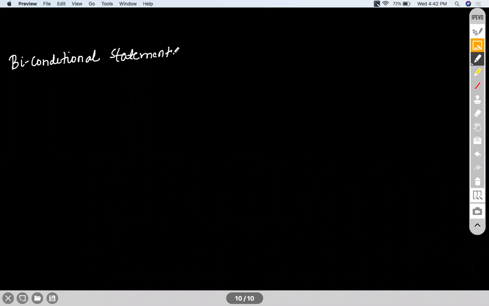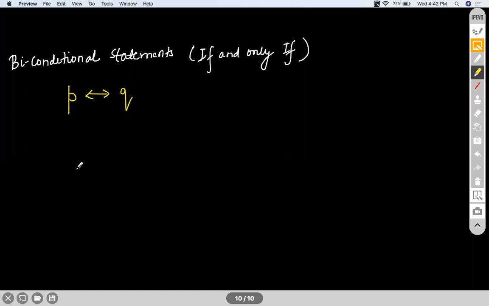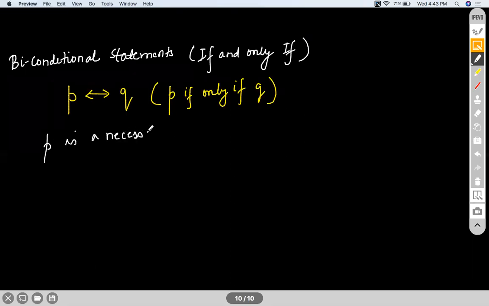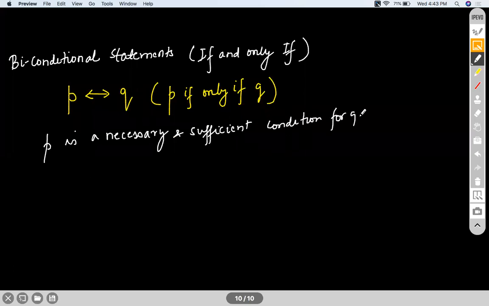Okay, sir. Next is biconditional. This is basically if and only if. Now, if and only if statements are basically represented as two directions of the implication. It is to be read as P if and only if Q. That means P is both the sufficient as well as the necessary condition for Q and vice versa. So you can also read it as P is a necessary and sufficient condition for Q and vice versa.